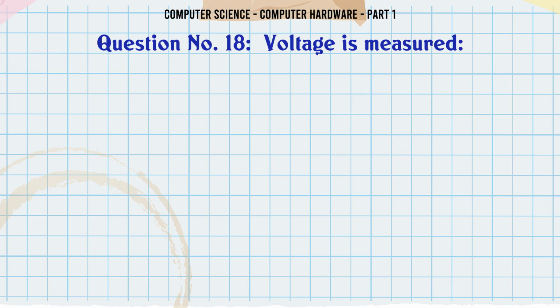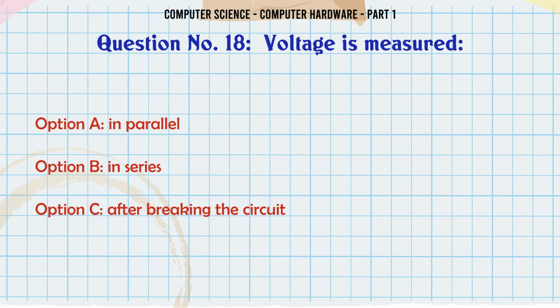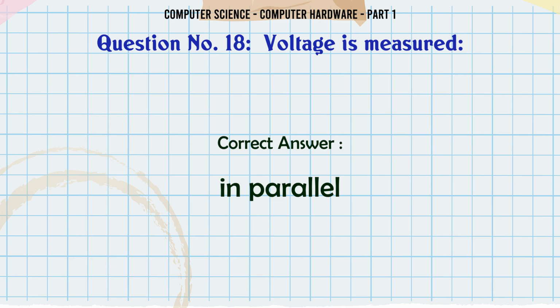Voltage is measured: A. in parallel. B. in series. C. after breaking the circuit. D. after checking resistance. The correct answer is in parallel.